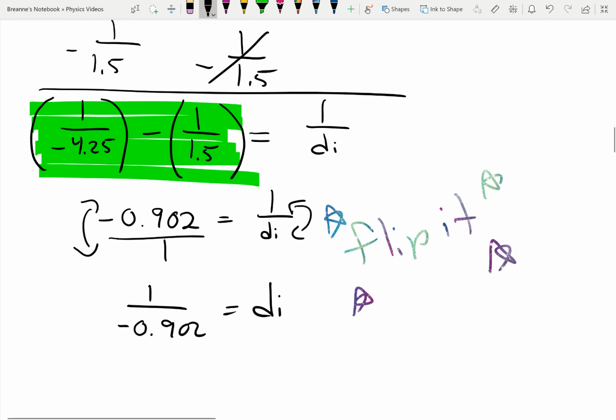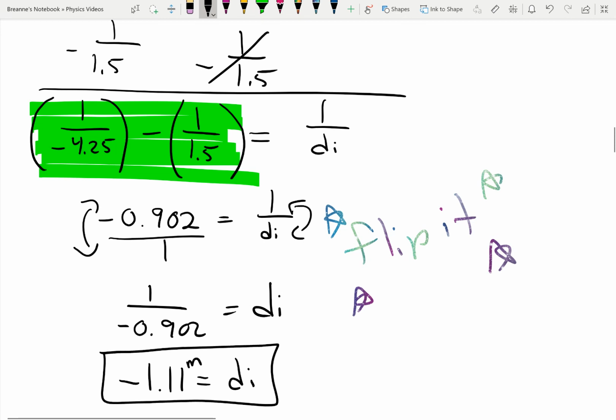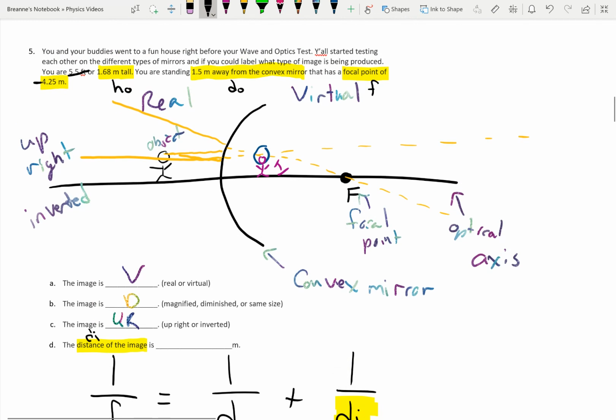1 divided by negative 0.902 equals, and you get a negative 1.11 for your di. Don't forget your units. That is in meters. So that becomes our image distance, which makes sense.